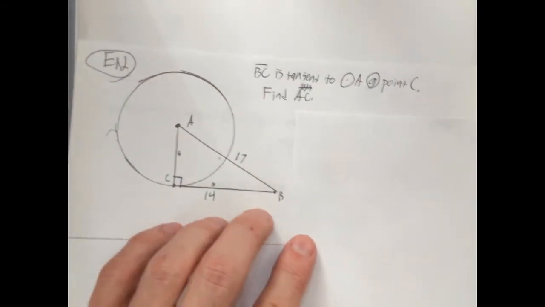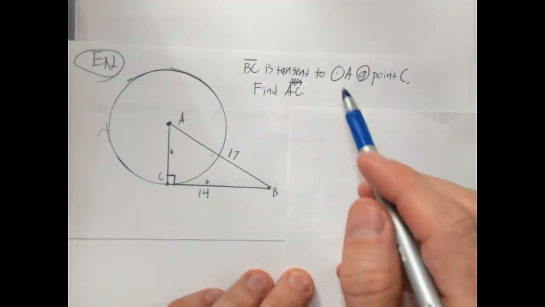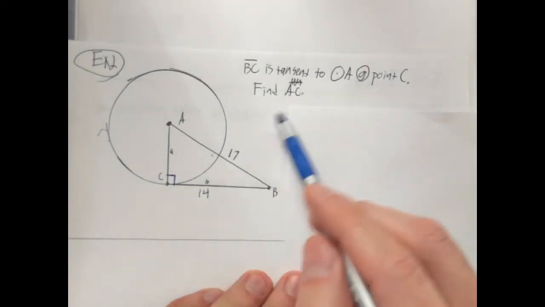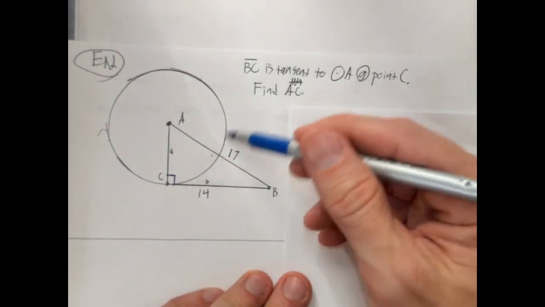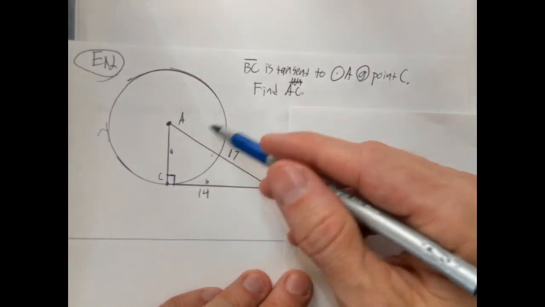Okay, let's do one more example. So here we have a circle, circle A. BC is tangent to circle A at point C. So C is the point of tangency. Find AC, which in this case is the radius. Again, we have two of the three sides, but this time we have the hypotenuse. We're just missing one of the legs, and we're going to solve for the leg.